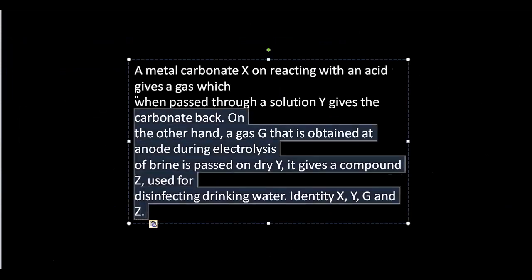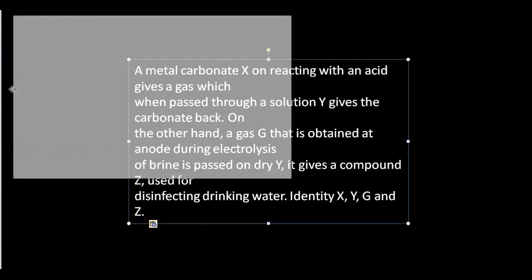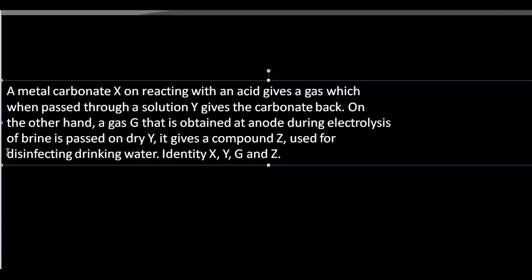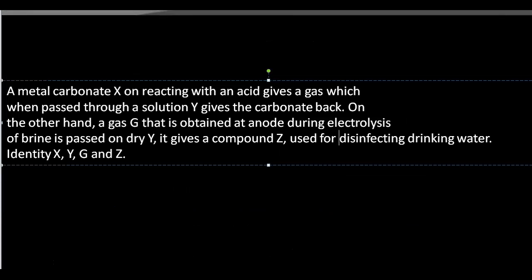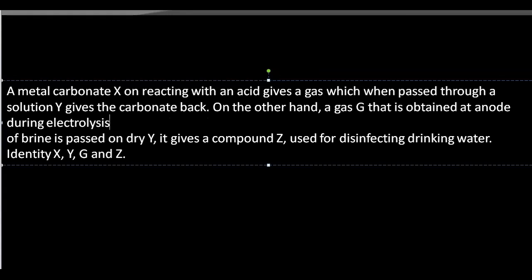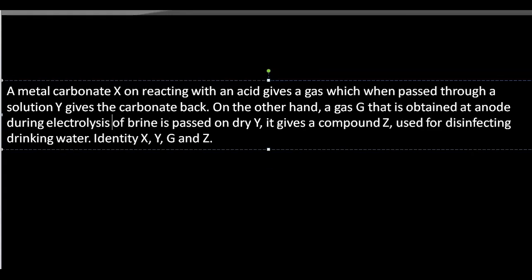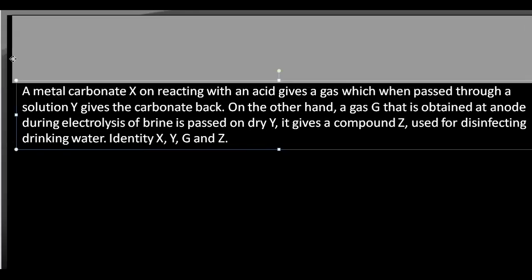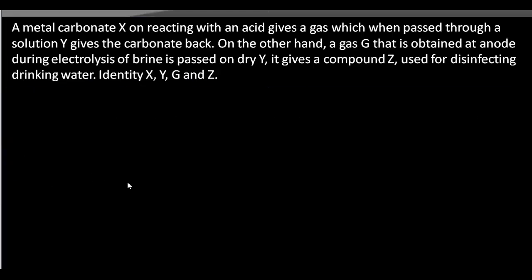So let me explain you one more time this one. Okay, beta, let me explain you here one more time. So here we have a metal carbonate X. हमारे पास कोई एक metal carbonate है.